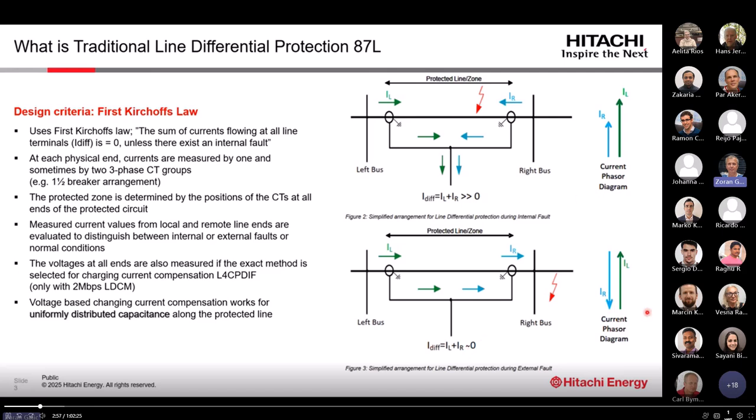And if we get an internal fault, one of the phasors will turn around. They might have different magnitudes, but they will be roughly in phase. We'll have a lot of differential current, and then we can trip.